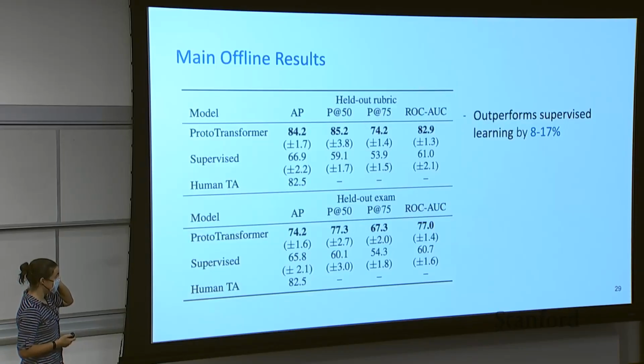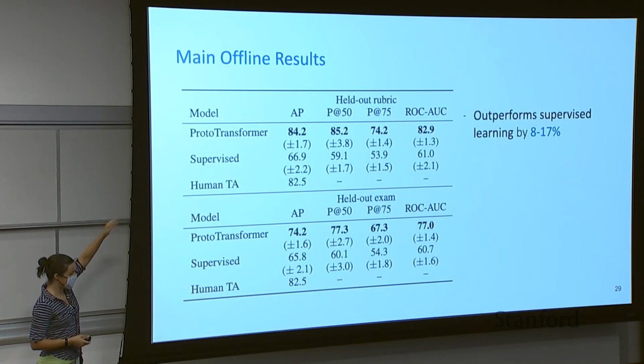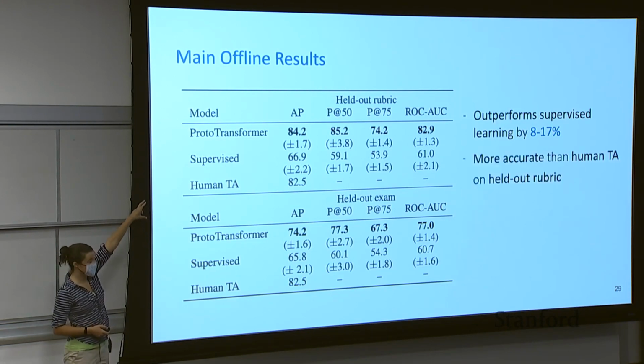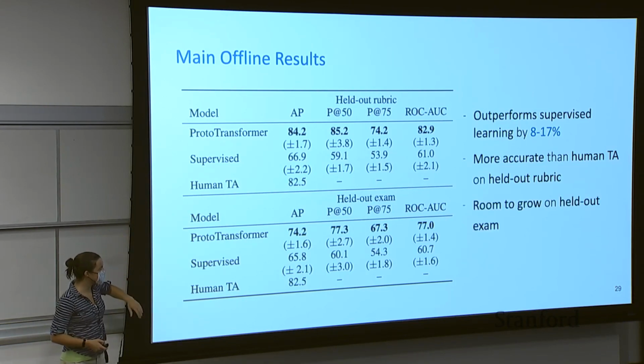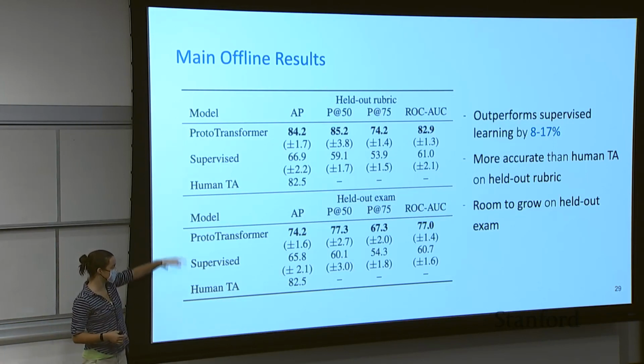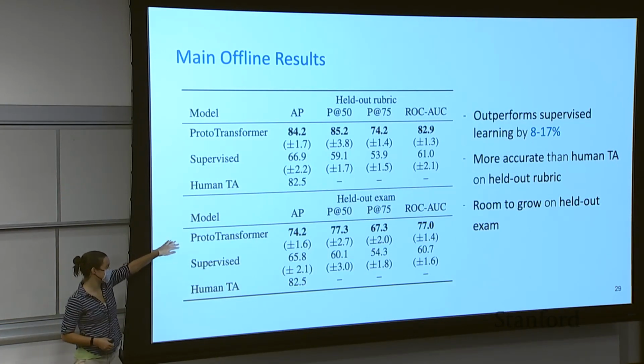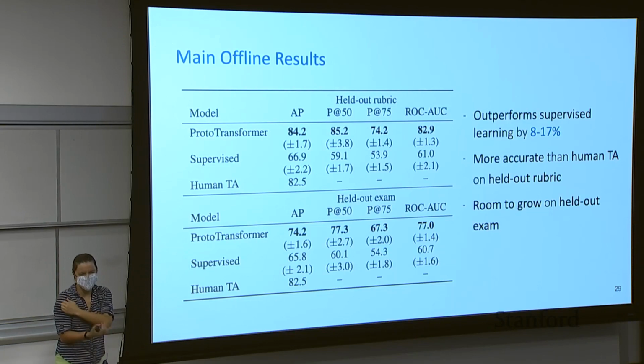So using the kind of prototypical networks outperforms the supervised learning method by around 8 to 17%, which is pretty significant. We also see that in the case where you have a held out rubric, you can actually do better than a human TA in terms of accuracy or precision. In the case where you have a held out exam entirely, there's still room for improvement, so we're still about 8% worse than a human TA. But still, 74% accuracy is, in my opinion, actually pretty good.